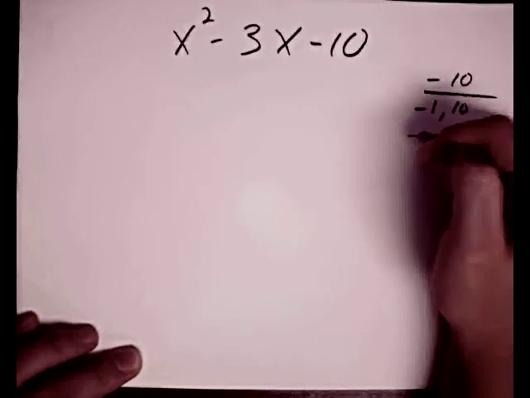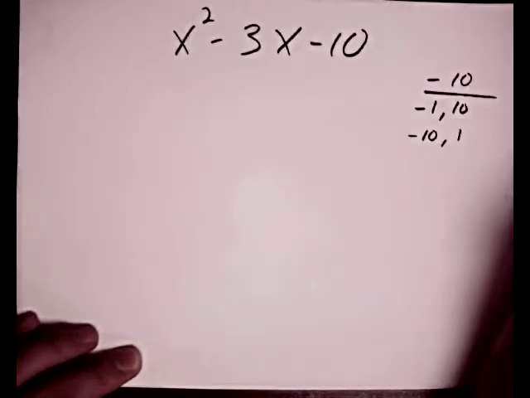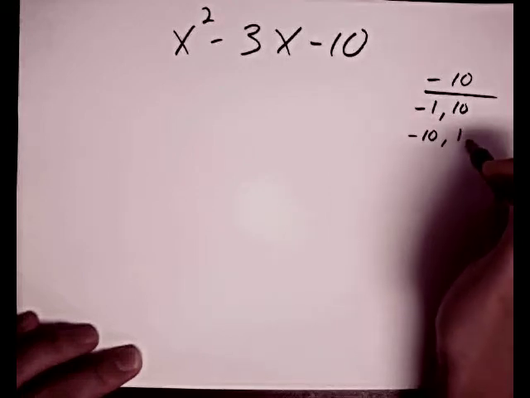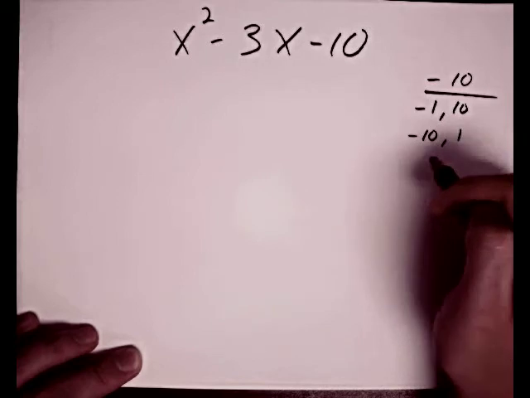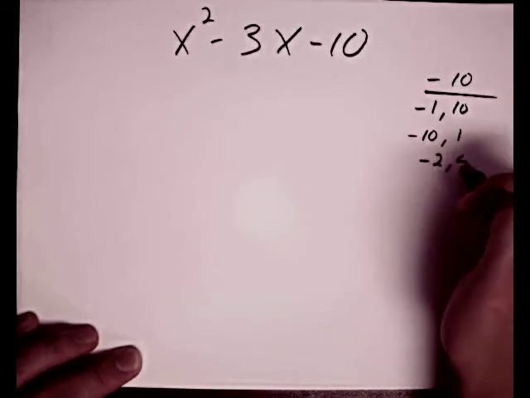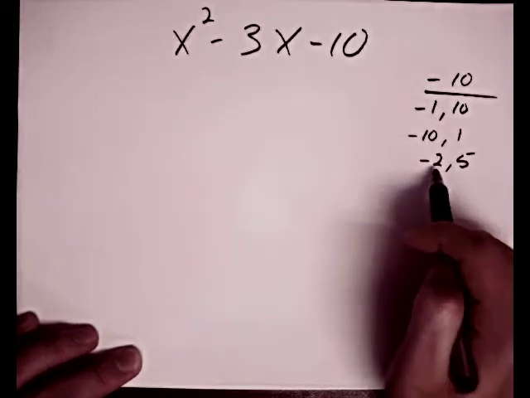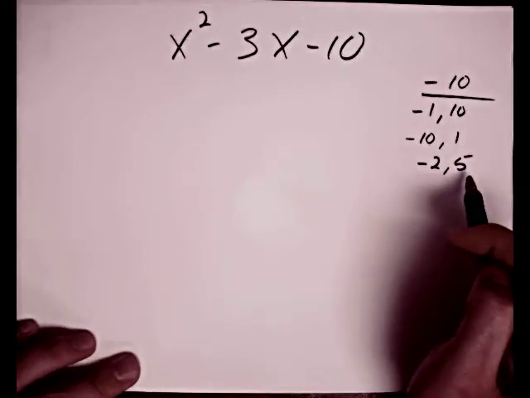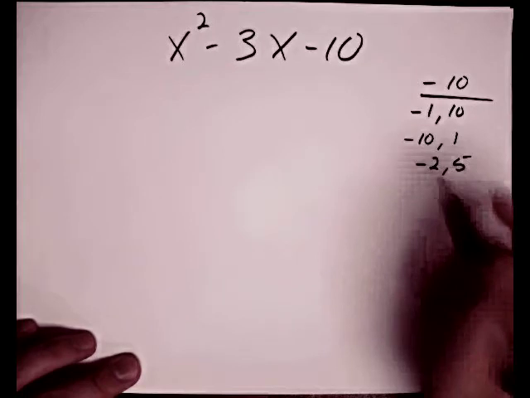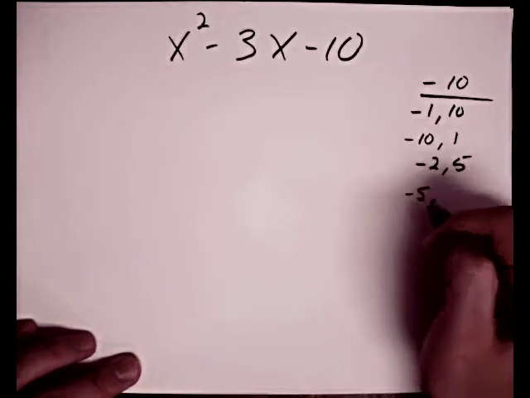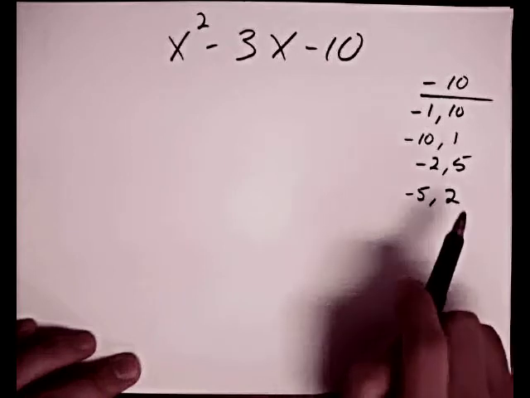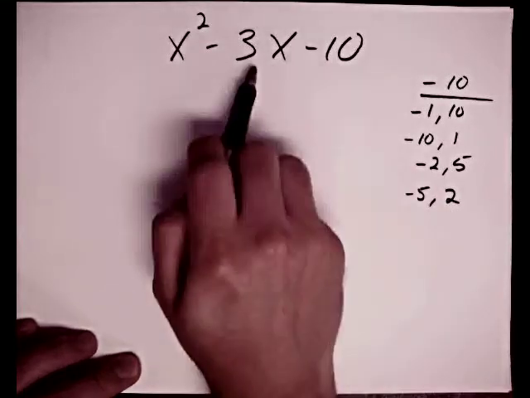I could switch it around, negative 10 and 1. If I add those together, negative 10 plus 1 is negative 9. That's not what we need in the middle. Negative 2 and 5. Negative 2 plus 5 is 3. That's almost what we want. We want a negative 3, though. And so lastly, negative 5 and 2. Negative 5 plus 2 is negative 3, and that's our term in the middle.